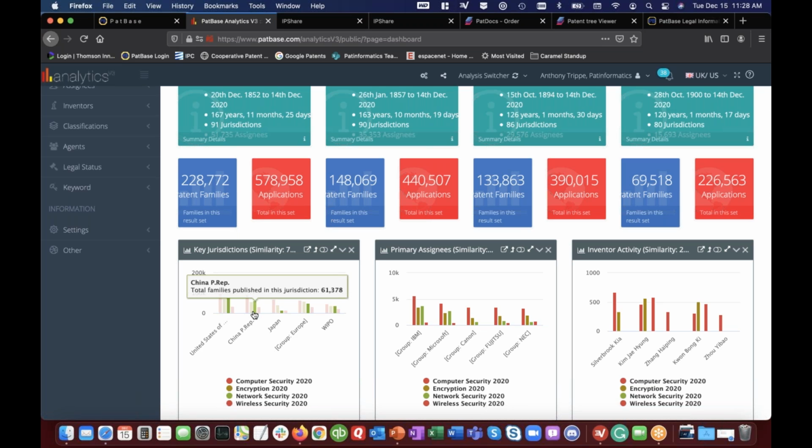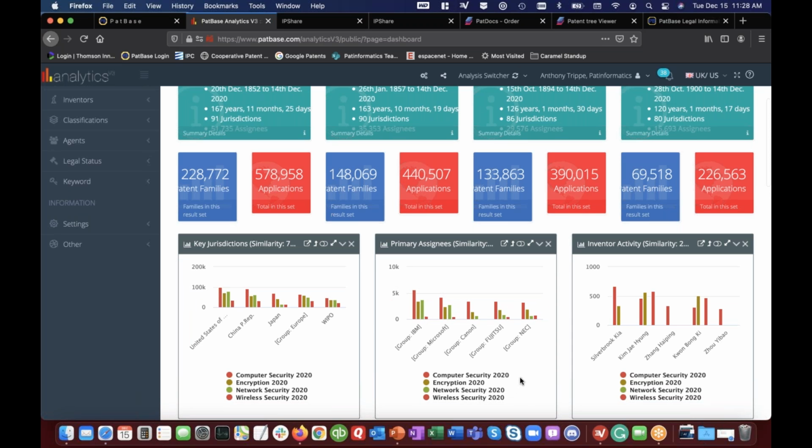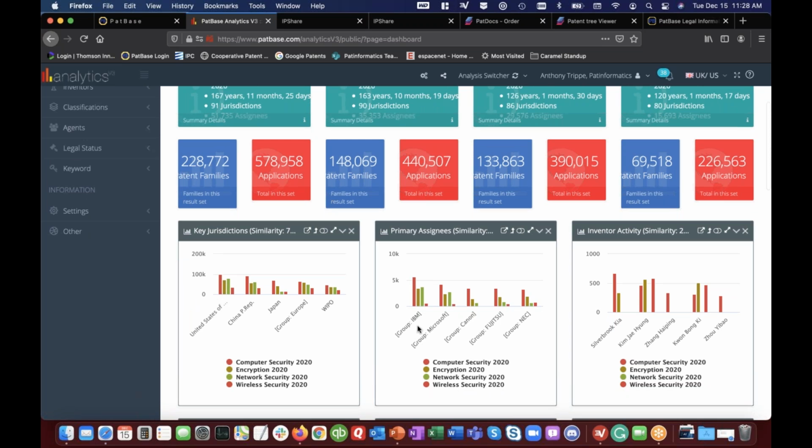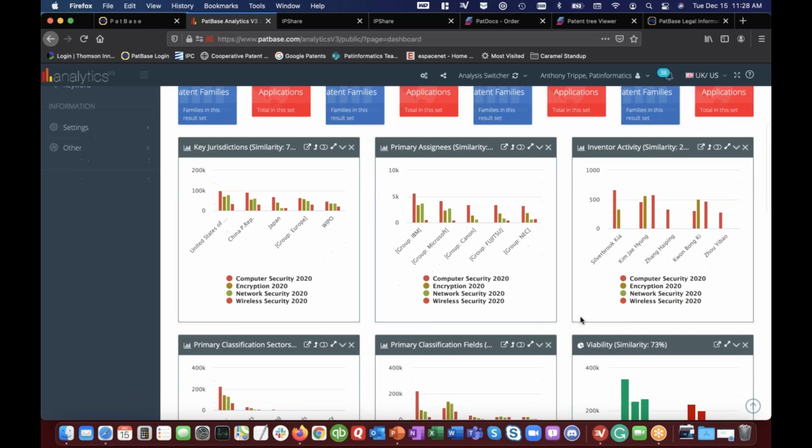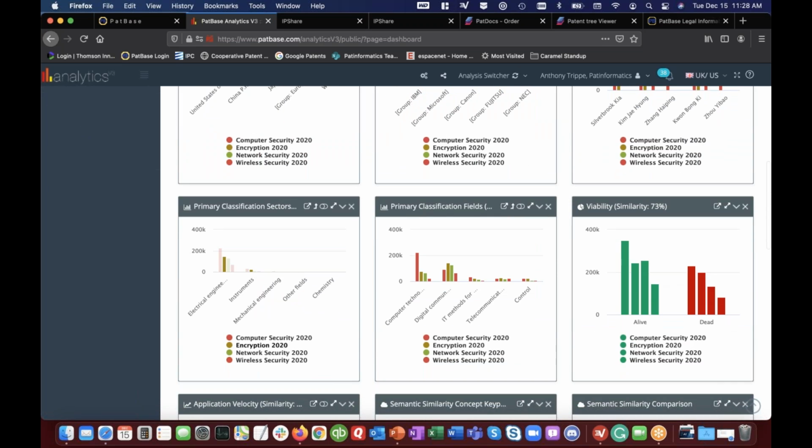and the same thing here with China, where I can look at each of these individually, and then I can start looking at some of those assignees. So here's IBM, here's Microsoft, here's Canon, Fujitsu, NEC. I can start looking at some of the inventors, not unsurprisingly, the majority of them are Chinese. I can start looking at the classification sectors. You had electrical engineering, obviously, in this particular case, but in other examples where it was more diversified, you'd be seeing a lot more in some of these other areas.